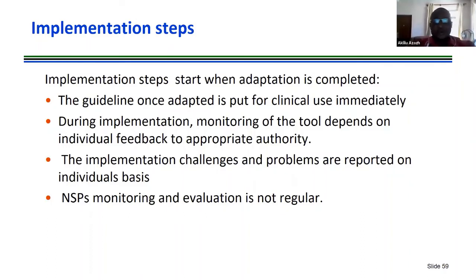During implementation, monitoring of the tool depends on individual feedback. Each implementing person or partner is responsible for providing feedback to the appropriate head, so that the head will inform the NSCP for necessary action. Implementation challenges and problems are also reported on an individual basis. If you have a problem or challenge using the guideline or the reviewed documents, you just report individually. There's nothing like convening a meeting. This helps make sure that every problem is reported immediately without wasting time.